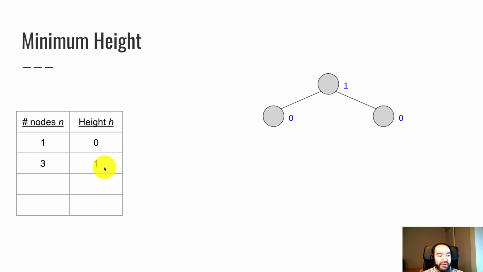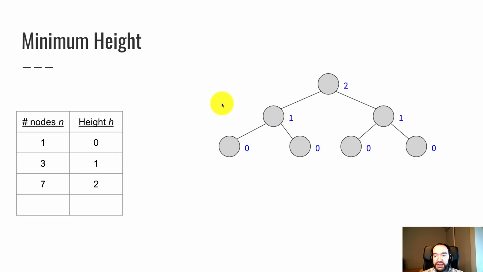I've got 3 nodes, and height is 1. Let's try to make this deeper. Now, if I add 1 node here, and I'm following the rule that every parent has 2 children, I'm forced to add a second node. So I have to add 2 nodes below each of the current leaves, and we get a binary tree like that.